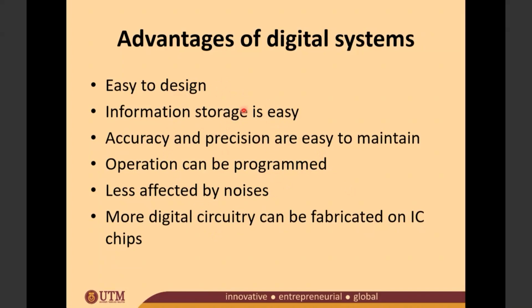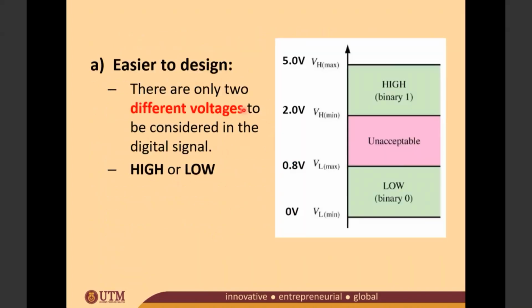Okay, first, let's look at the easy to design. Okay, why is the digital system or digital signal easy to design? Okay, because there are only 2 different voltages to be considered in the digital signals. If you recall back earlier, digital signal consists of a binary number, which is 0 and 1. 0 or 1. So 0 we always call it logic low, while 1 we call it logic high. So that's why it is easy to design. Why? Because it only has 2 numbers, either logic 0 or logic high.